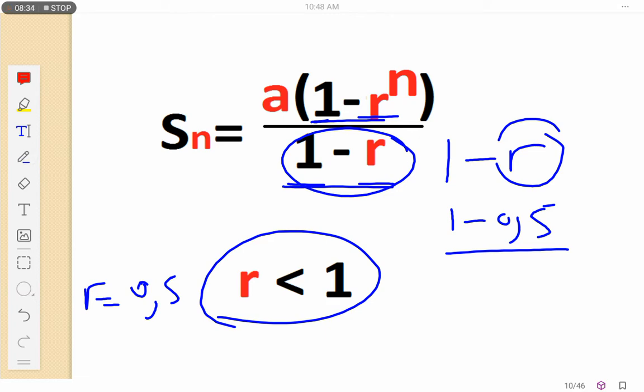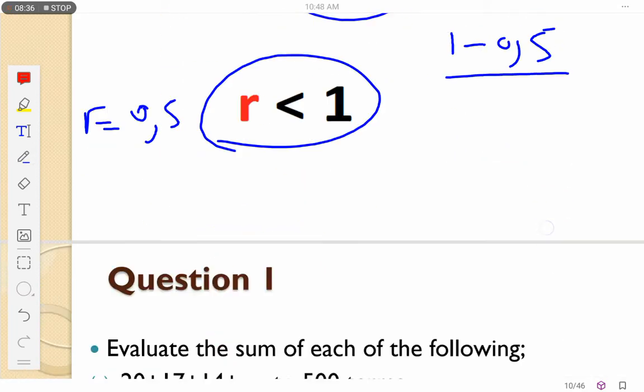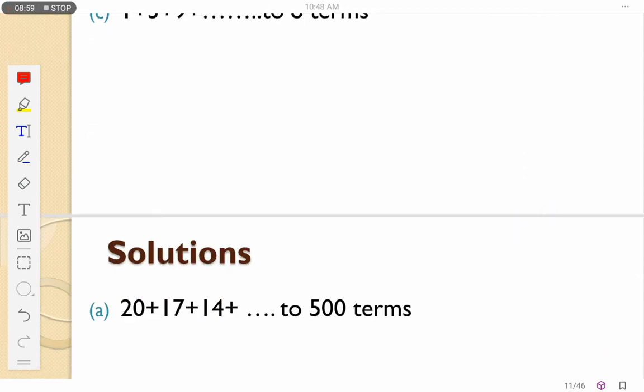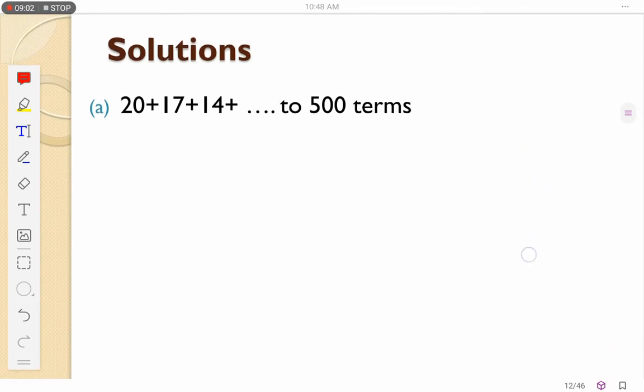Maybe now, for you to understand, let's have some examples. I've got a couple of questions that I want us to look at. The first question: we want to evaluate the sum of each of the following terms. I've got 20 plus 17 plus 14 plus up to 50 terms. Now let's try to solve those three questions.